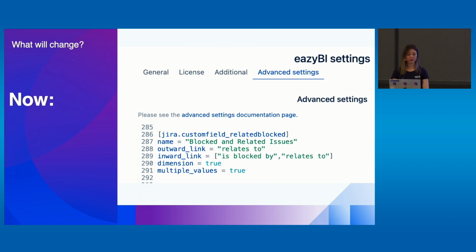If you've ever defined issue links in eazyBI, you probably are familiar with this screen. You would go to the advanced settings and you would define your link. The highlighted part is the one that usually was the biggest struggle, because you had to define it manually. The inward and outward links had to be defined manually. And this is where the biggest struggles our users would usually face.